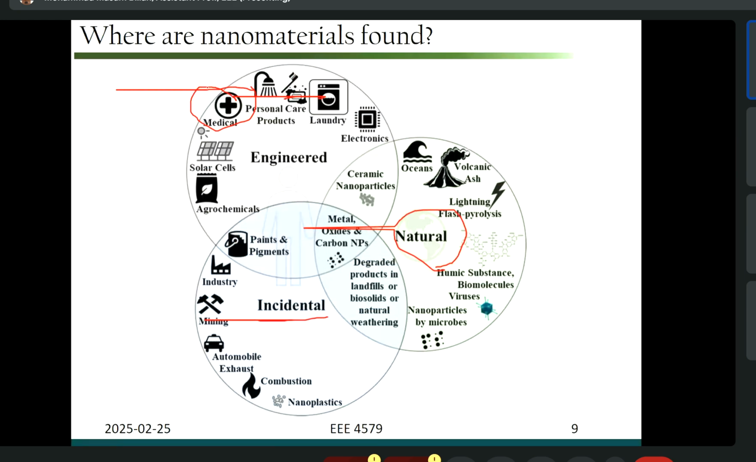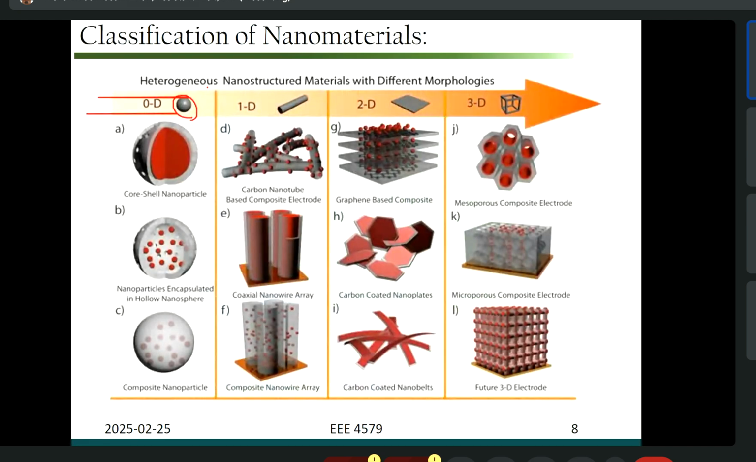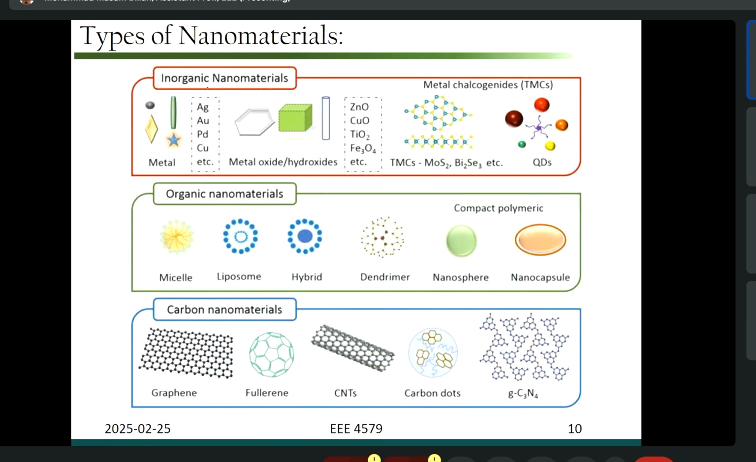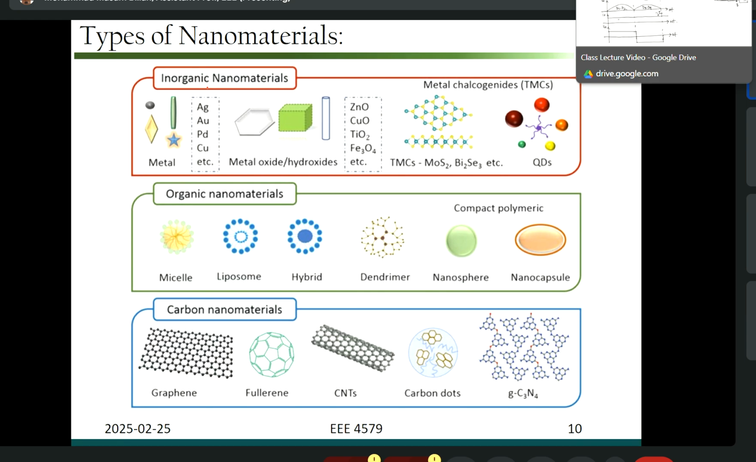Okay, so you understand from where we can get the nanomaterials, and what type of structures we have in the nanomaterials. They can be either 0D, 1D, 2D, or 3D. And we can get the nanomaterials from nature, or incidental, or engineered in the laboratory. Okay, so up to slide number 10, do you have any query? Anyone?